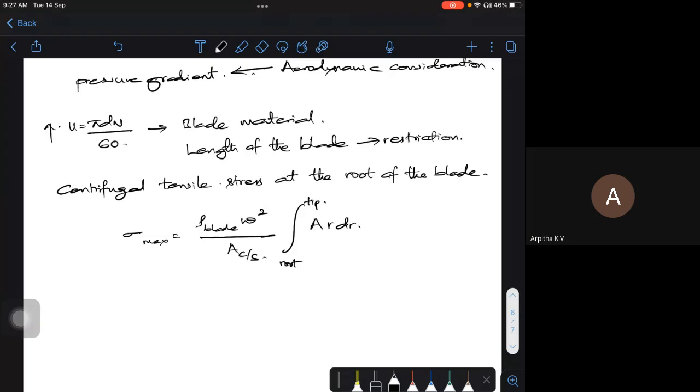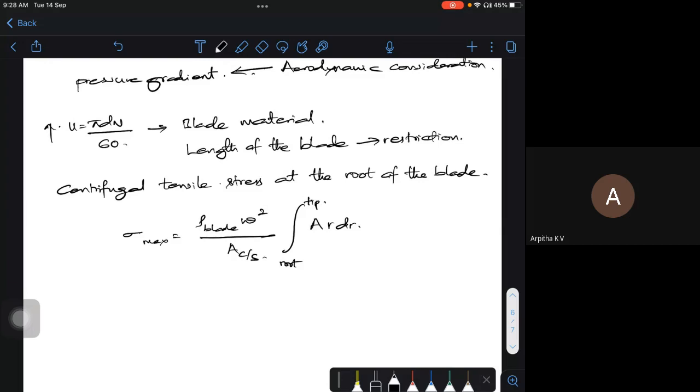If I look at the root to tip, they try to keep this as simple as possible. Maybe the cross-sectional area they will take as pi (r1 square minus r2 square), or pi (D1 square minus D2 square) by 4. That's how they calculate it. Very simple. Now, this area is there, no?